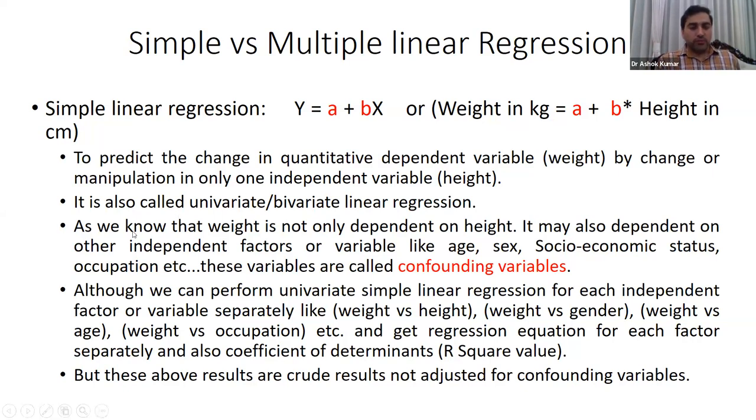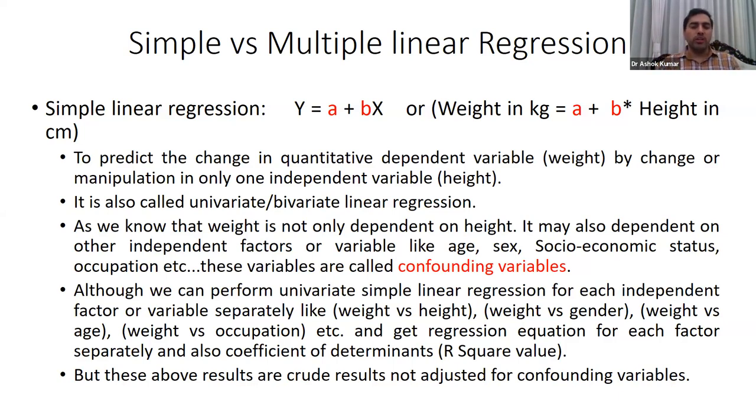As we know, weight does not depend only on height. It may also depend on other independent factors, for example, age, gender, socioeconomic status, nutrition level, occupation, etc. In this situation, these variables are called confounding variables, because we want to see the effect of height on weight.